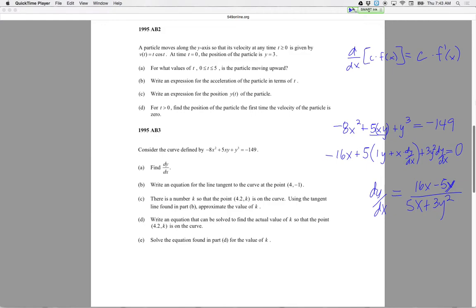Yes. Sorry. I was getting cocky. Like I said, anybody can forget something. Even me. All right, 16x minus 5y over 5x plus 3y squared. Any questions? So that's probably worth 2 points. So kind of see how you would have done 2 points.